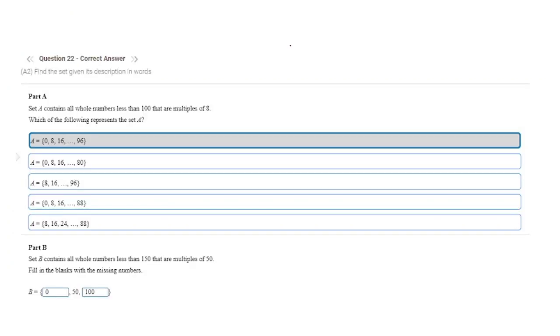Question number 22. Part A, set A contains all the whole numbers less than 100 that are multiples of 8. That means you need a set. The numbers inside this set will be less than 100 and multiples of 8. So you will start seeing the numbers starting from 0 and multiples of 8. Okay, so let's see here. It will be 0, 8, 16, up to 96, which is the right answer.